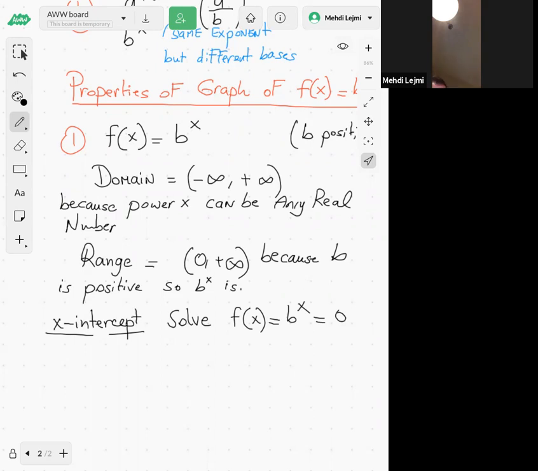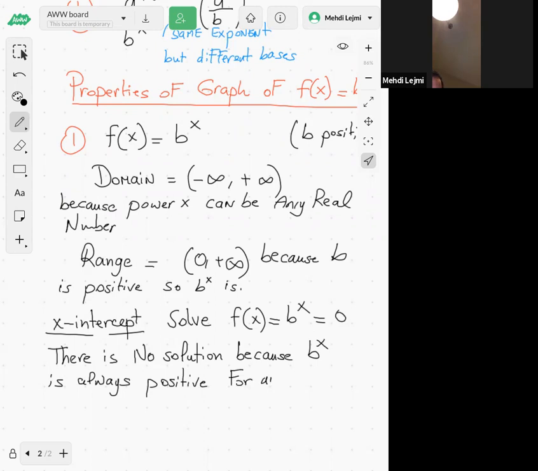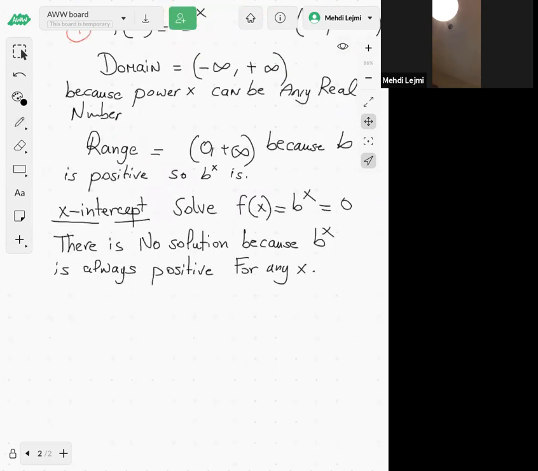So b to the x is always positive because b is positive. There is no solution because b to the x cannot be 0. It is always positive for any x. So here there's no x-intercept. Exponential functions don't have an x-intercept.